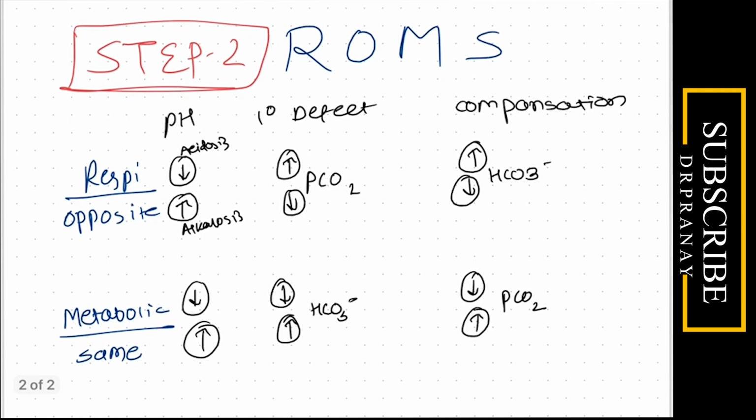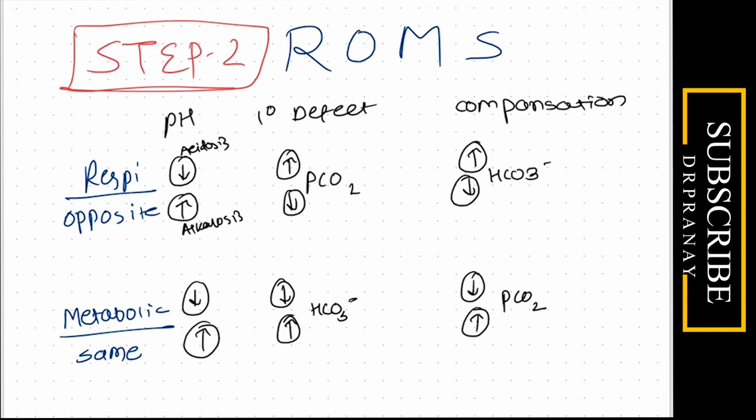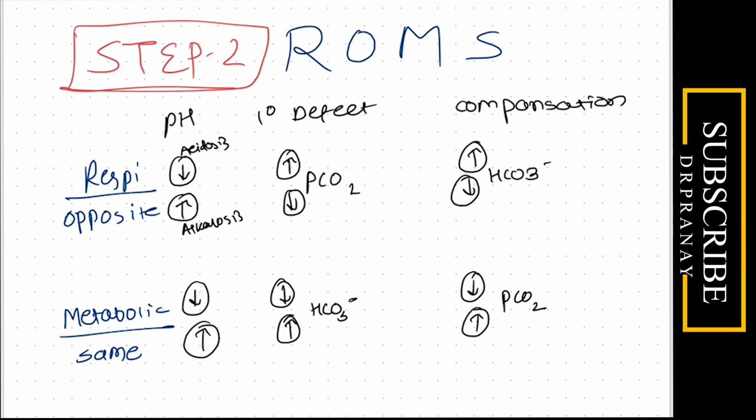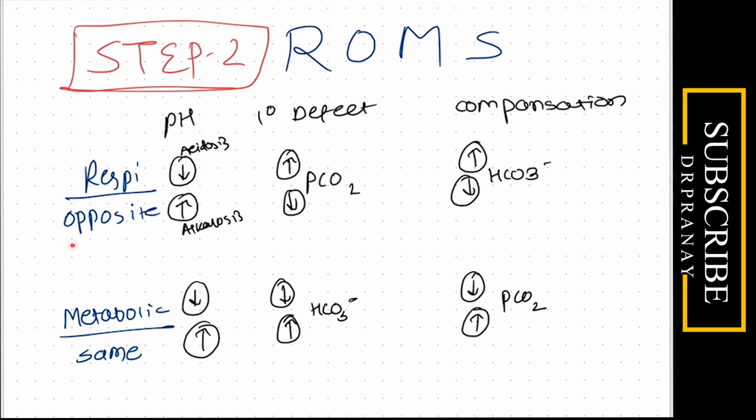Then the second thing is this one formula, which can help you diagnose any defect within minutes to just solve MCQ. And keep in mind that this is not the full length video, and if you want I will teach you in full length, but for NEET PG student this is enough, right? First thing is ROMS. So respiratory, everything will be opposite, and metabolic, everything will be same.